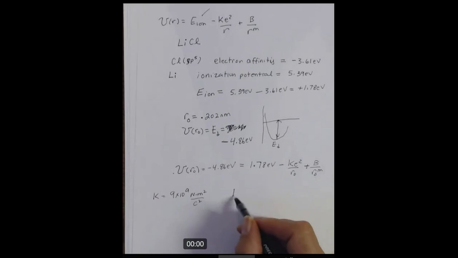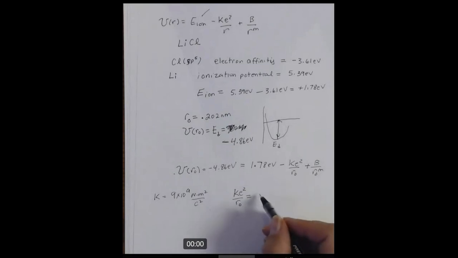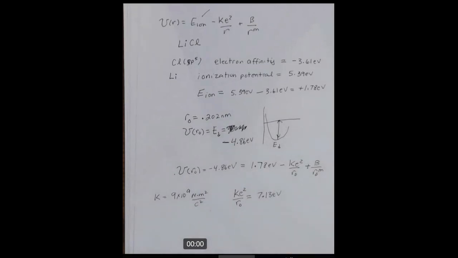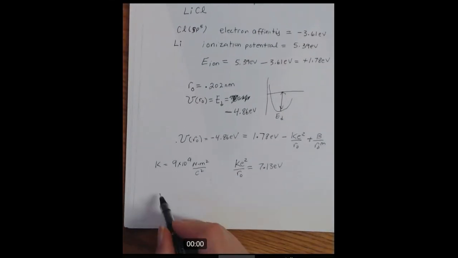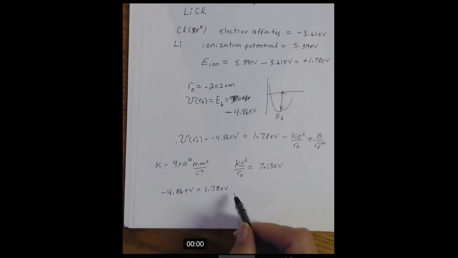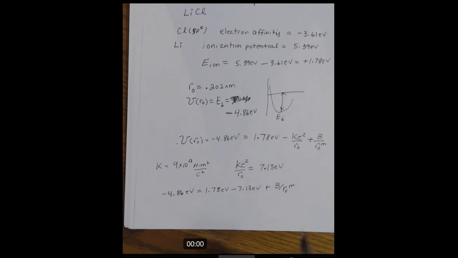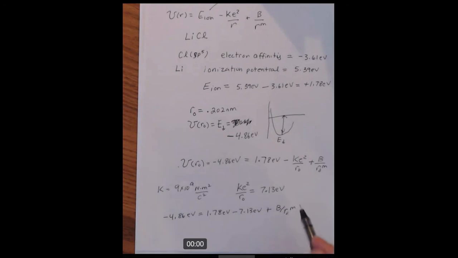We can calculate this easily enough. I'm just going to get the magnitude there. And that turns out to be 7.13 electron volts. So now we have negative 4.86 electron volts, the dissociation energy, equals 1.78 electron volts minus 7.13 electron volts plus this. Okay, so our goal now is to find this constant B and this M. So we have this equation, but we have these two unknowns. So what else can we use?